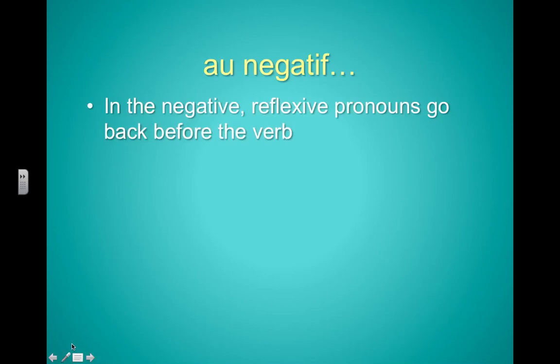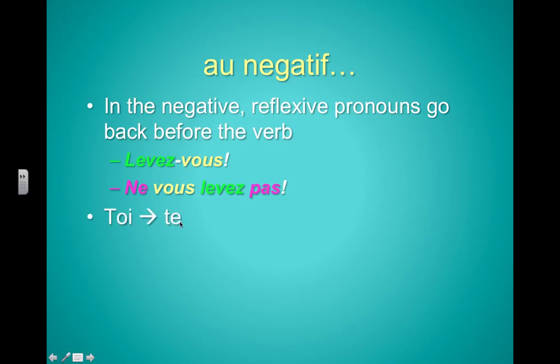Our complicated part becomes the negative. In the negative, the reflexive pronoun goes back where it was. Annoying, right? I know. So levez-vous becomes ne vous levez pas. Notice how the vous switches spots. All right? And that toi, you guessed it, is going to change back to te. So lave-toi, the toi is coming back in front, and it becomes te again. Ne te lave pas.